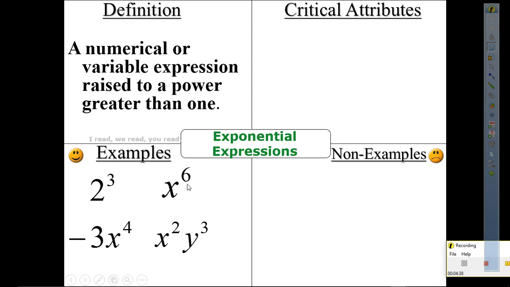What is this one? Numerical. It has numbers, but as soon as it has a variable, it remains a variable expression. Okay? Who thought about that one? Yeah, good. All right. How about this one? Variable. Okay. So now we know what they look like. We know what they are. Let me show you what they are not.